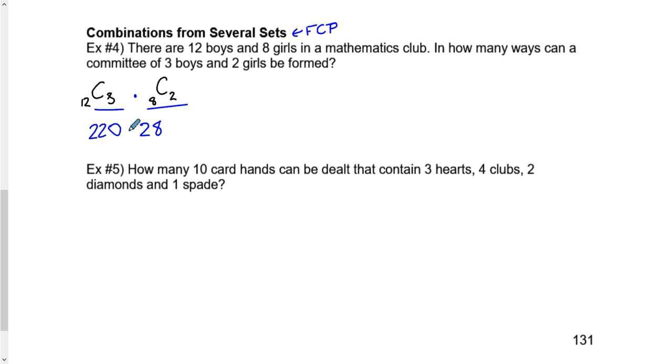8C2 is 28. So there's 220 ways of just getting the boys. There's 28 ways of just getting the girls. We multiply them together. We find out how many possible committees there would be. 6,160. And that's all there is to that.